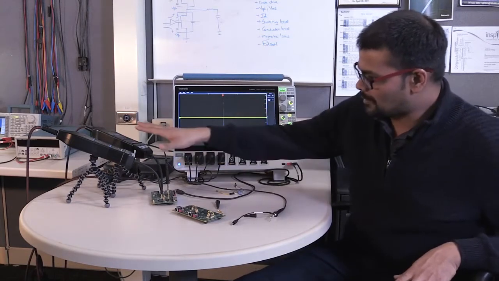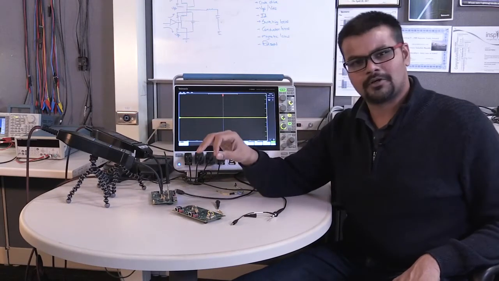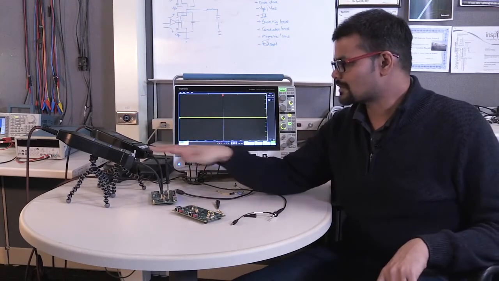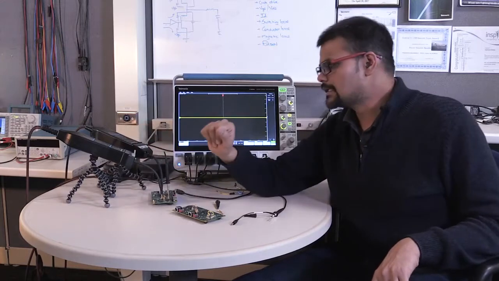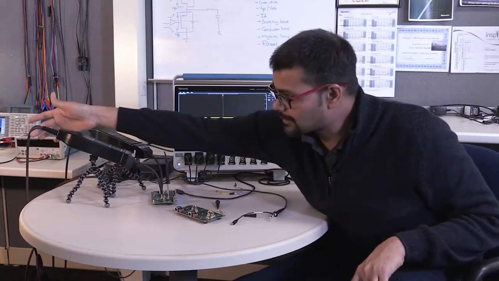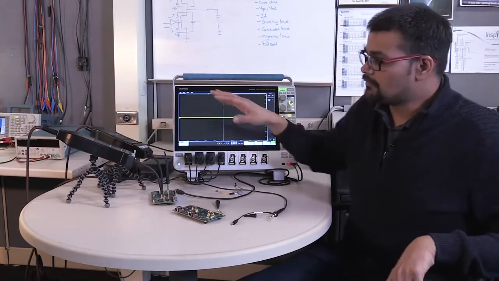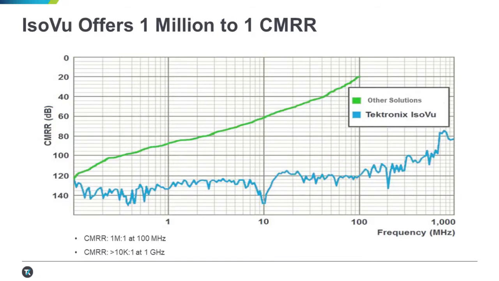Now, thinking about these measurements, one of the key probes you need for these measurements are these IsoVu probes. These are isolated differential probes. What that means is it has an optical isolation. There is no electrical connection between the probe heads and the scope, which gives you a very, very high common mode rejection, right? Why do you need it?